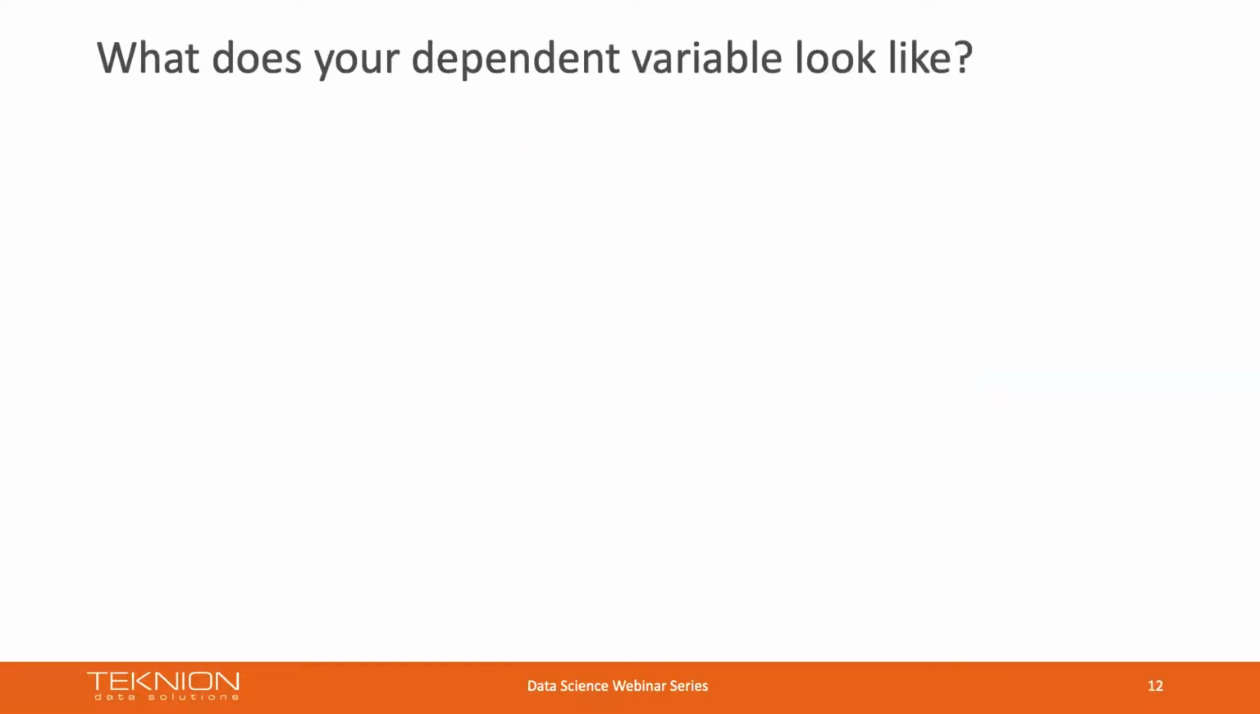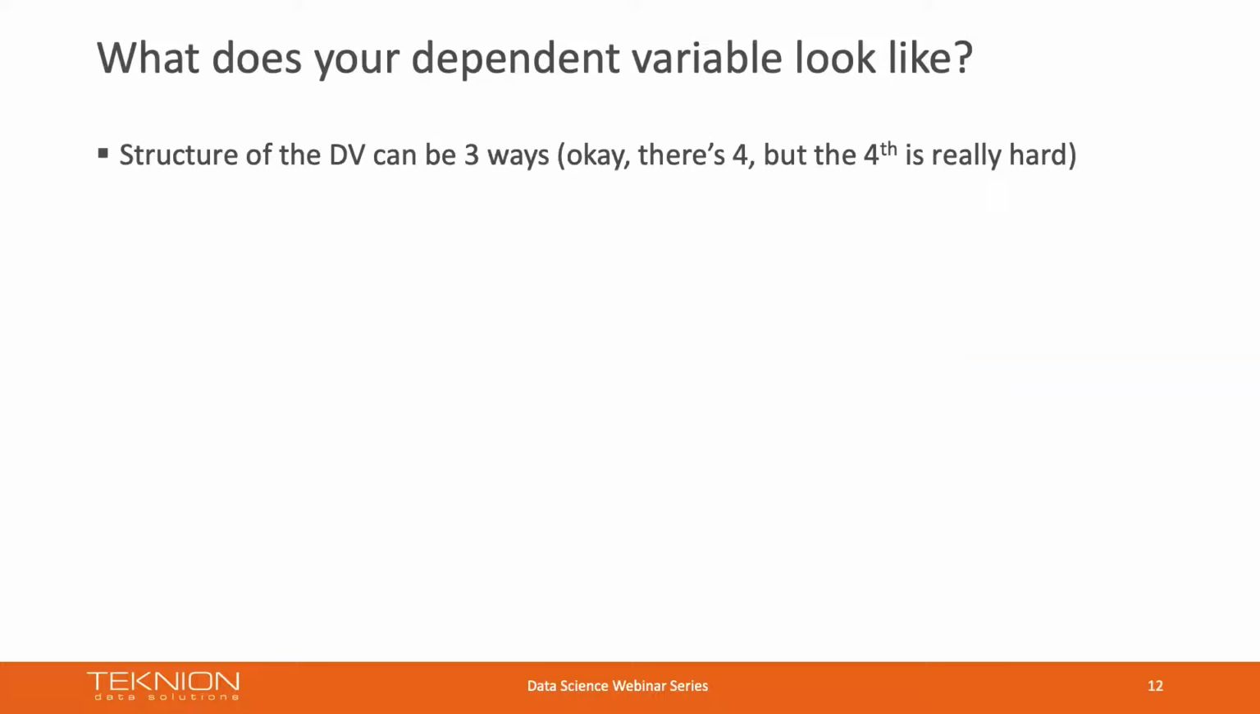All right. So what does your dependent variable look like? That's the next question we're going to ask ourselves. Your dependent variable can really be structured three ways. It really can be four, but the fourth is ordinal data, and analyzing ordinal data is really hard, so I'm not going to talk about it here. Your dependent variable needs to be one of three types. It needs to be nominal, which is categorical data, like ethnicity. So they belong in group 1 or group 2 or group 3, and you're trying to predict which group they belong to.